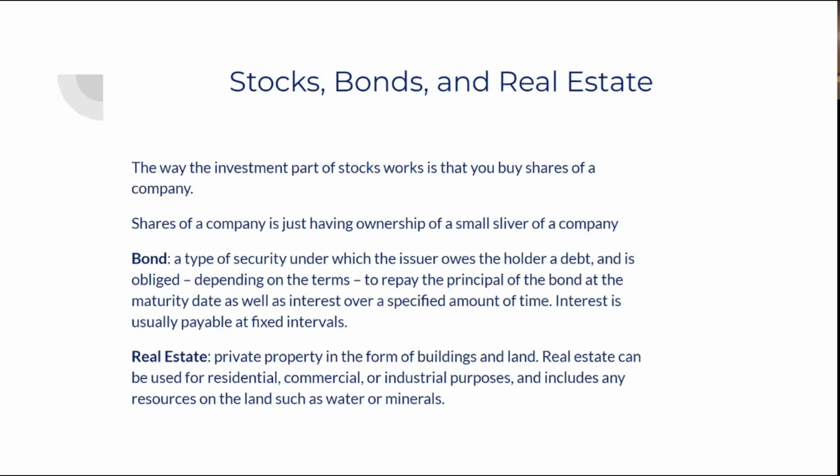Real estate is private property in the form of buildings and land. Real estate can be used for residential, I mean like living there, commercial, like an office building, or industrial, like a factory, purposes. It includes any resources on the land, such as water or minerals. So a gold mine would be real estate because the minerals in there are gold.